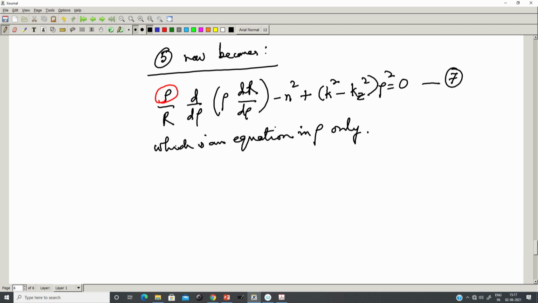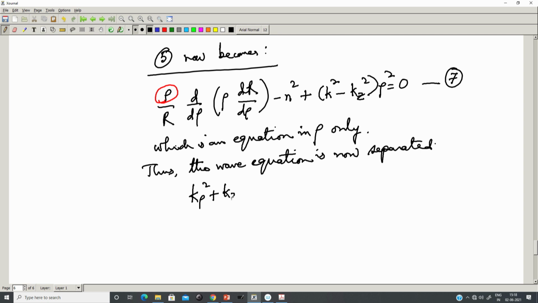So, thus the wave equation, or the source free Helmholtz equation, is now separated, and we can define k rho square plus kz square as k square. We call this equation number 8.